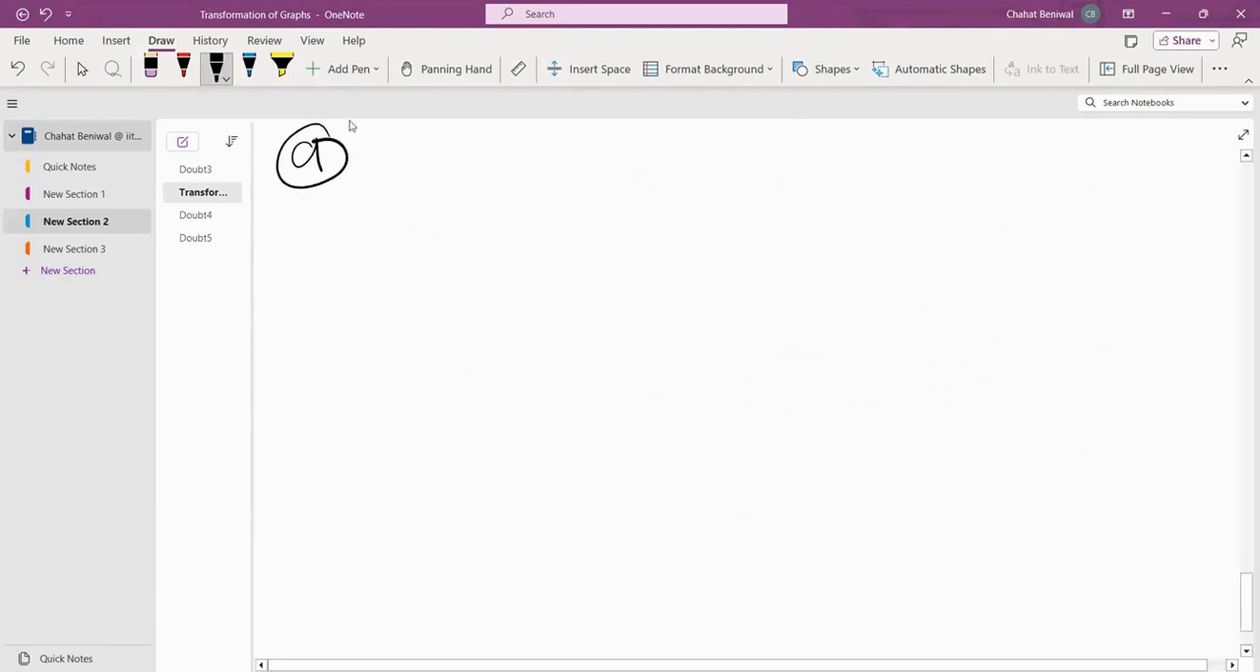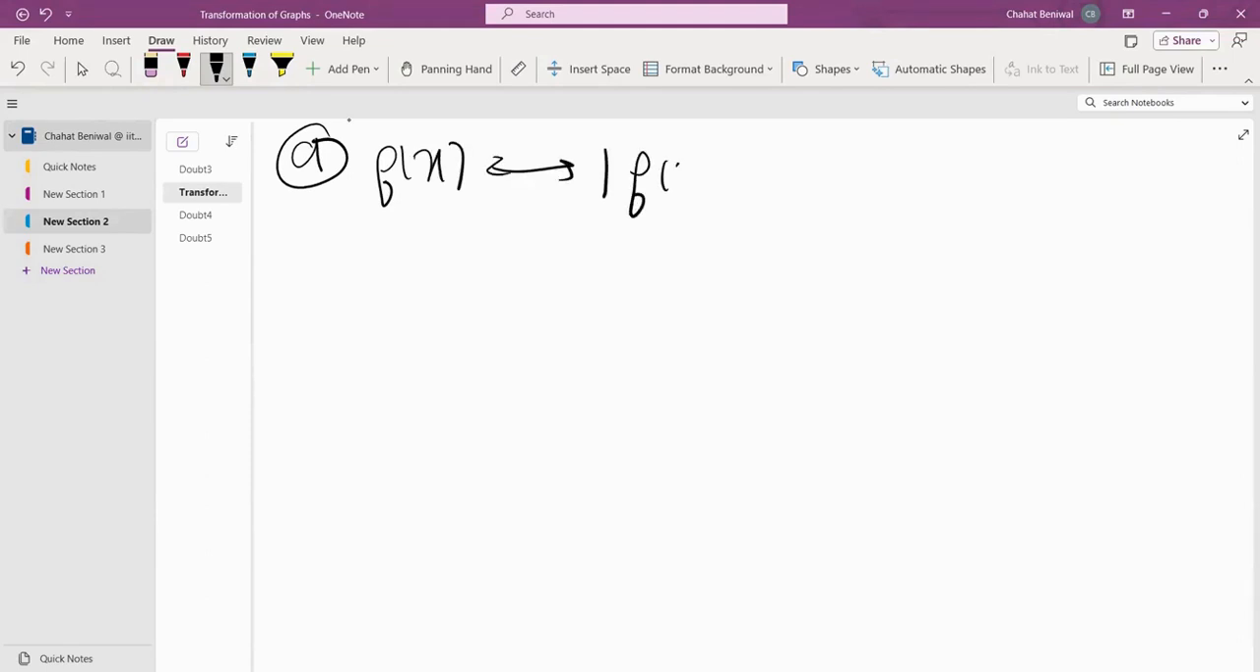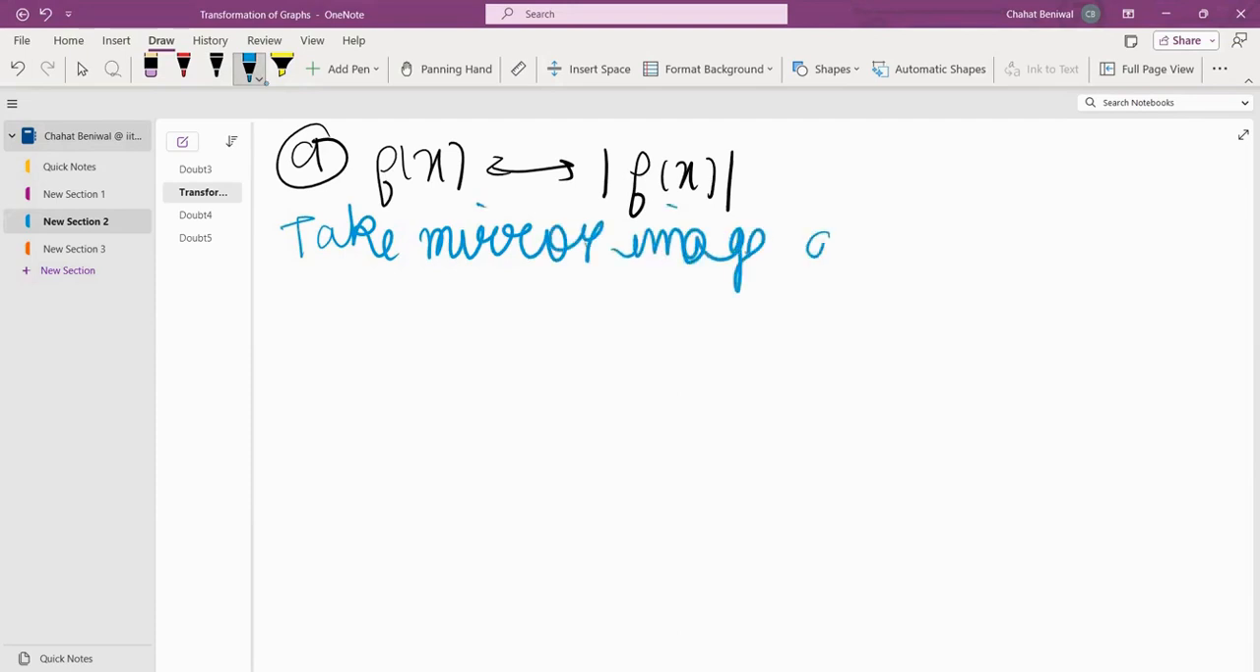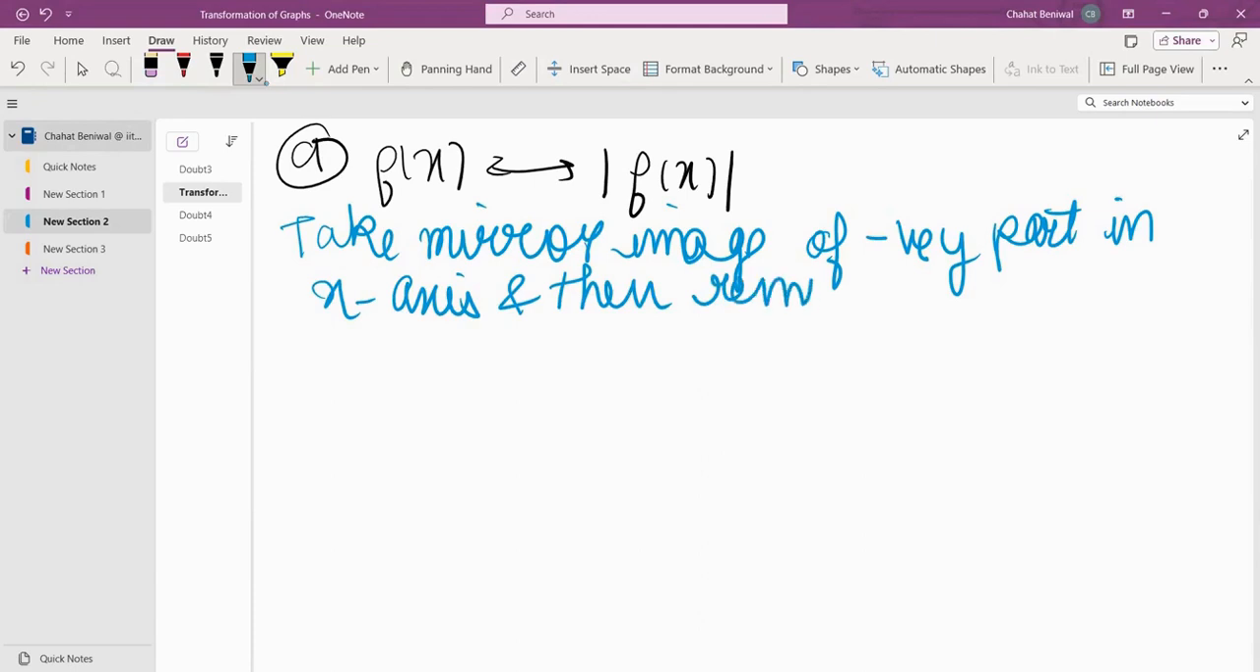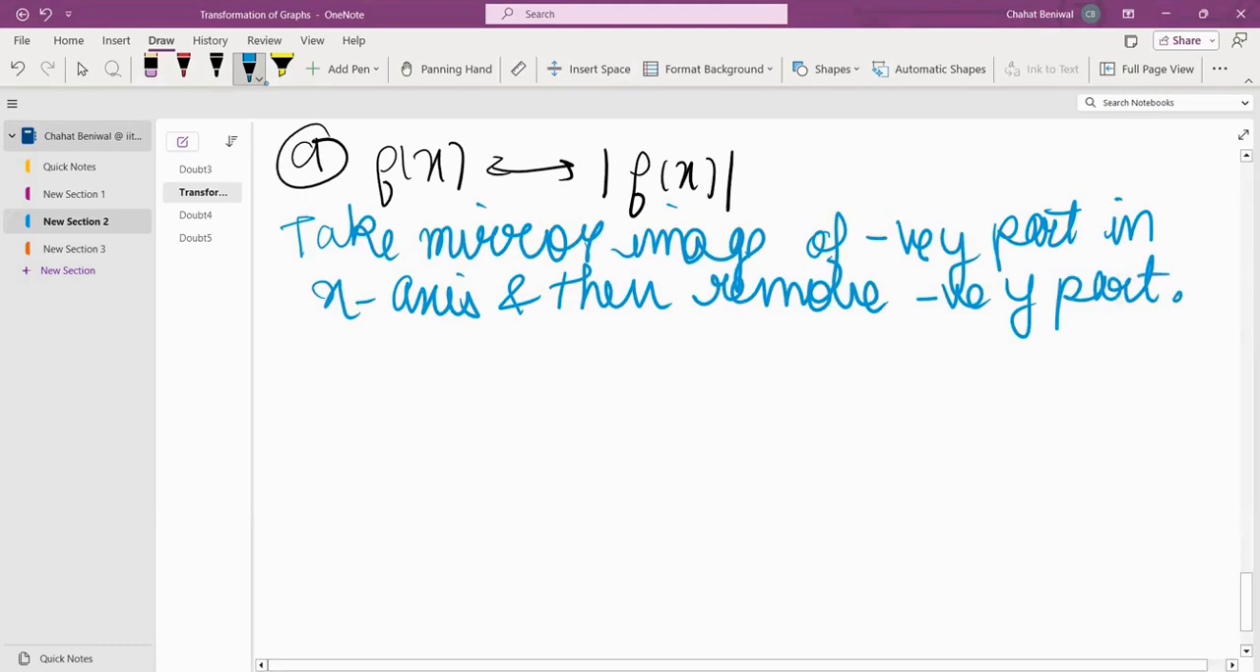Transformation number 9. It says when f(x) is transformed to modulus of f(x), take the mirror image of the negative y part in the x-axis and then remove the negative y part. So let us understand this with an example.